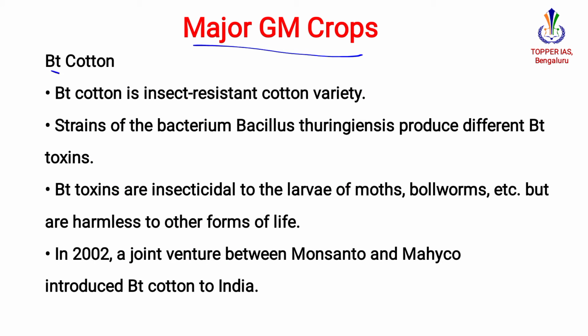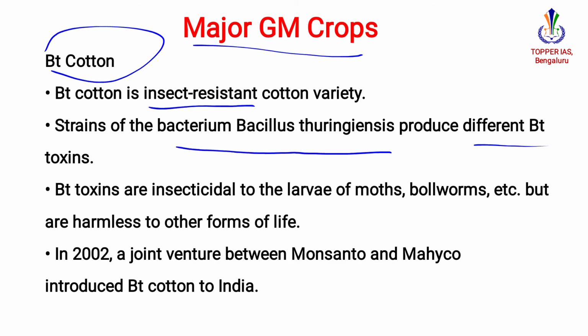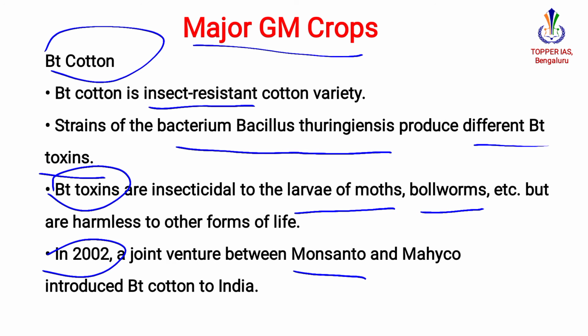Major GM crops. First, Bt cotton. This is the only crop in India permitted to be grown commercially. Bt cotton is an insect resistant cotton variety. Strains of the bacterium Bacillus thuringiensis produce different Bt toxins. These toxins are insecticidal. They harm the larvae of moths, bollworms, etc., but do not harm any other life. In 2002, a joint venture between Monsanto and Mahyco introduced Bt cotton in India.